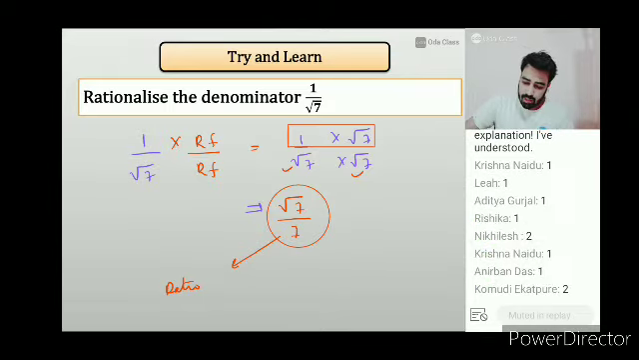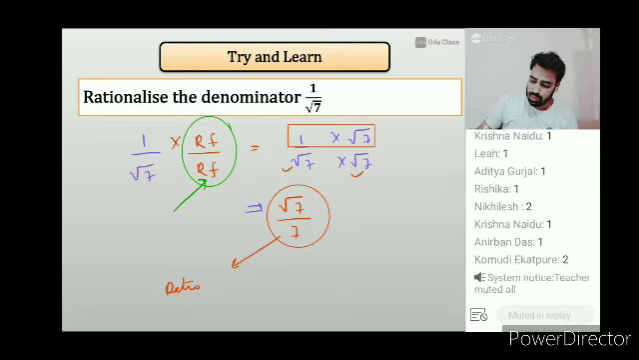Okay, only one concept is there, that is in numerator and denominator we need to multiply with the rationalizing factor and simplify. Hard questions will come later, first do the basic questions.